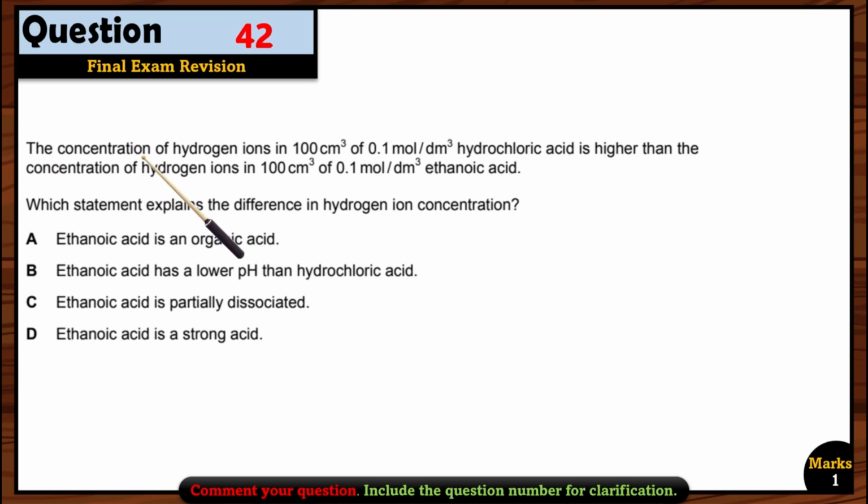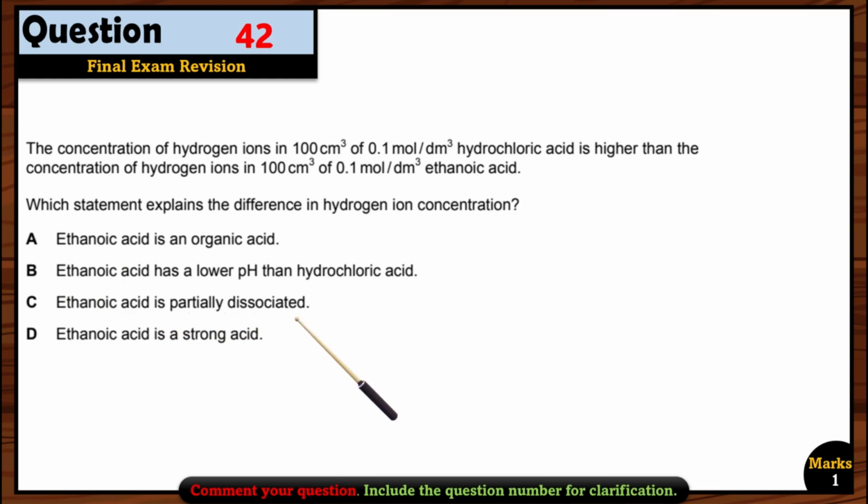Question 42. The concentration of hydrogen ions in 100 centimeter cube of 0.1 mole per dm cube of HCl is higher than the concentration of hydrogen ions in 100 centimeter cube of 0.1 mole per dm cube of ethanoic acid. Okay, the concentration is higher, right? So which statement explains this difference? Ethanoic acid is an organic acid, that has nothing to do with the concentration, right? Okay, and then ethanoic acid has a lower pH than HCl. That's wrong. Ethanoic acid, of course, has a higher pH.